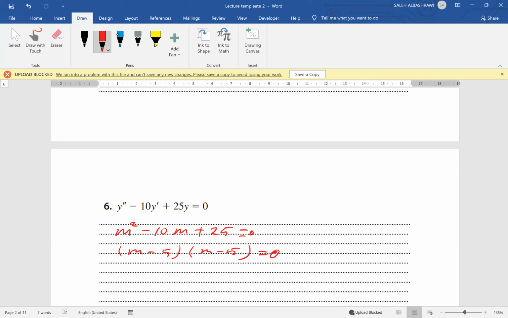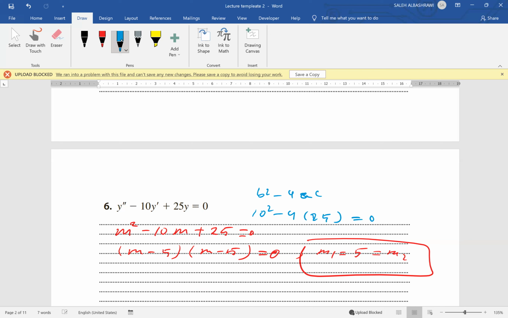We want to say that we have the same root for the equation. m1 and m2 will be the same, so m1 equal to 5, which is equal to m2. Because if we check the discriminant, b squared minus 4ac, that will be 10 to the power 2 minus 4 times 25, which equals 0. So we have a root of multiplicity 2, m1 equal to m2.